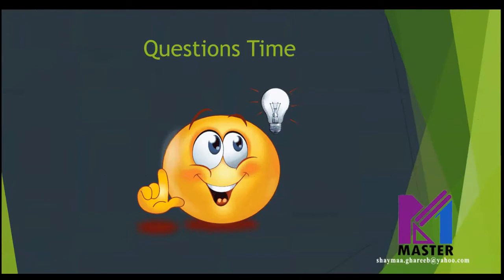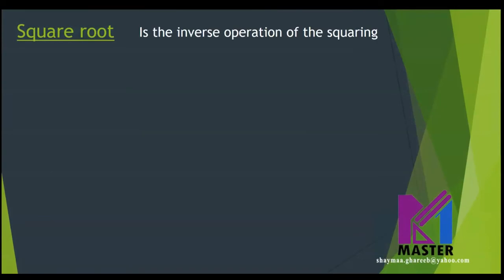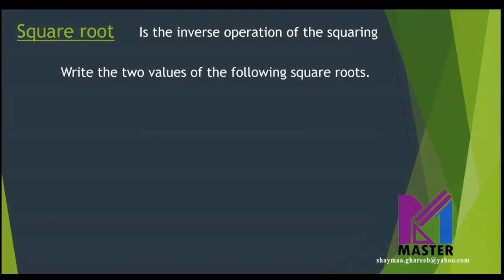Now it's our questions time. Are you ready? Square root of 49. 49 is the square number of number 7. So the answer will be 7 and negative 7.